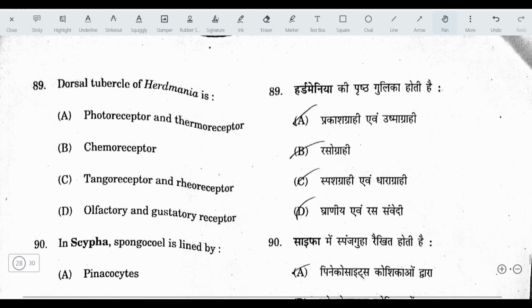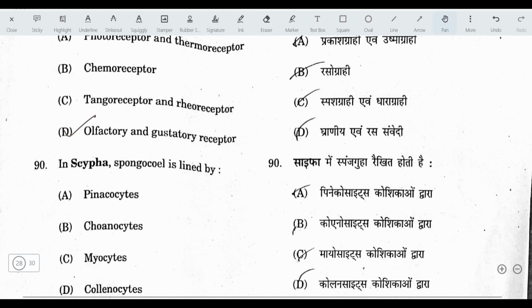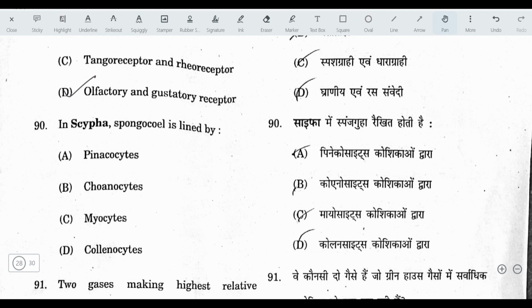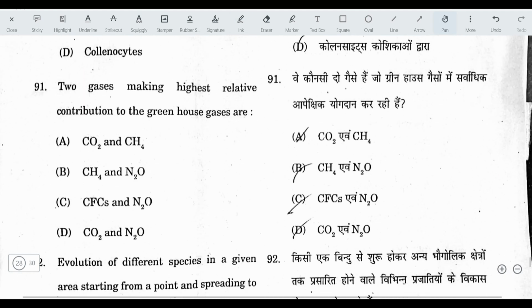Next question: the dorsal tubercle of Herdmania is. The answer here is tangoreceptor, olfactory receptor. Next, in Scypha, the spongocoel is lined by these cells, choanocytes. Next question: the two gases making the highest relative contribution to the greenhouse gases are carbon dioxide and methane.